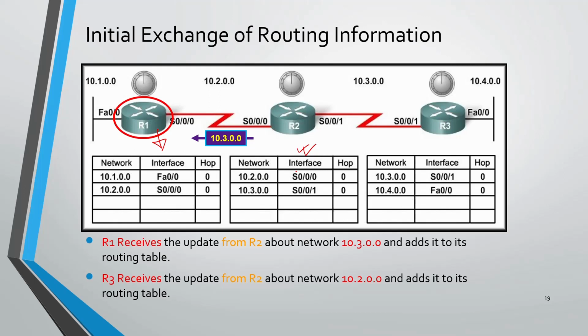Can anybody tell me? What information is R2 sharing with R1 right now? Nobody? Ma'am, the interface address. No, R2 is sharing its routing table. That means this table. This table is shared with directly connected routers. So if this R2 routing table is shared with router R1, what new information does router R1 have from R2?